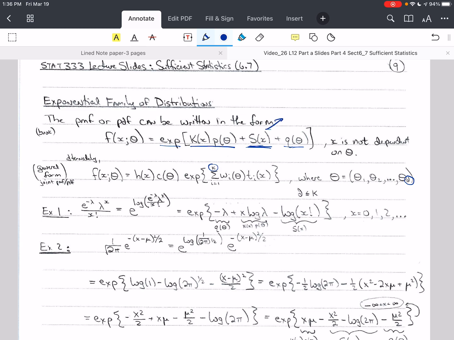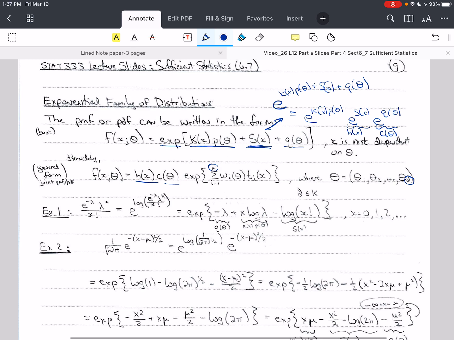Now, this can be written as e to the k(x) p(theta) plus s(x) plus q(theta). And we can break that up and say that this is e to the k(x) p(theta) times e to the s(x) times e to the q(theta). And I can call this h(x), and I can call this c(theta). And then I have this general form that's not in the book, I don't believe.